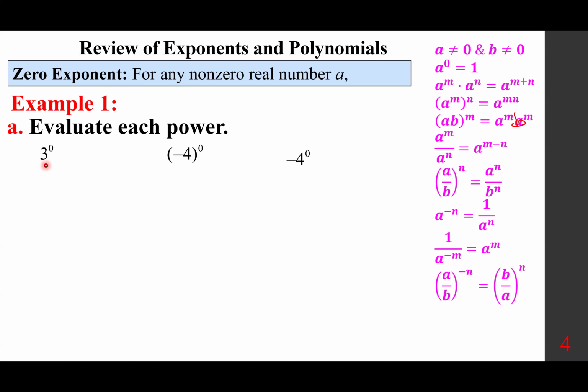So looking at this number, obviously, 3 to the power of 0 is 1. Minus 4 to the power of 0 is 1. Now this one, it's important to know that the order of operations, we first raise 4 to the power of 0, that gives us 1. This negative sign makes it negative, and that's the key.